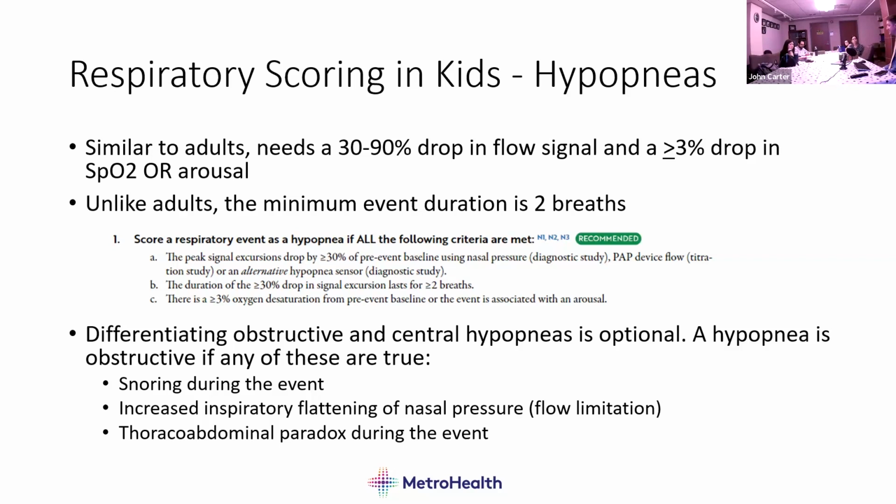But the idea is a hypopnea is obstructive if it has any of these 3 things. If there's snoring during an event, or increased flattening of the nasal pressure signal, which is called flow limitation, or if there's thoracoabdominal paradox during the event. If it has any one of those, it's an obstructive hypopnea. If it has 0 of those, it's a central hypopnea. But most of the time, you're just going to see hypopnea.